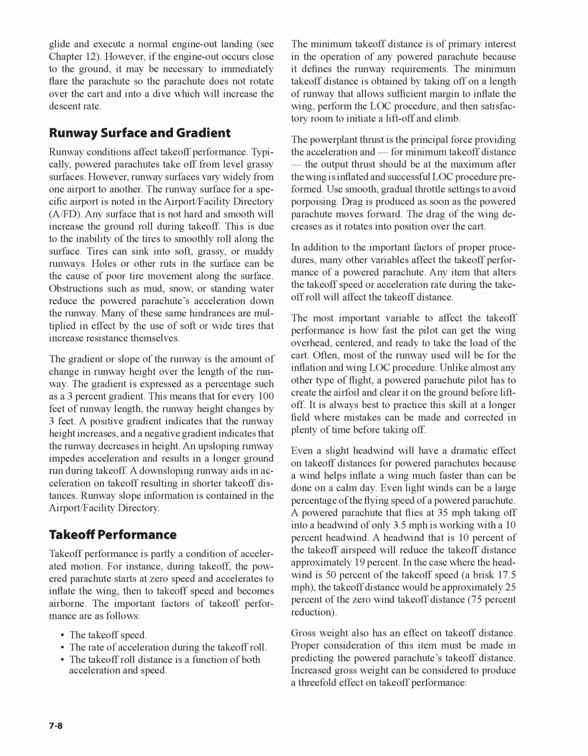The minimum takeoff distance is of primary interest in the operation of any powered parachute because it defines the runway requirements. The minimum takeoff distance is obtained by taking off on a length of runway that allows sufficient margin to inflate the wing, perform the lock procedure, and then satisfactory room to initiate a liftoff and climb. The power plant thrust is the principal force providing the acceleration, and, for minimum takeoff distance, the output thrust should be at the maximum after the wing is inflated and successful lock procedure performed. Use smooth, gradual throttle settings to avoid porpoising.